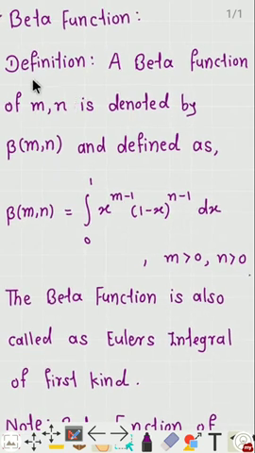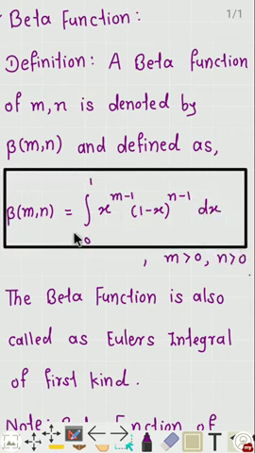Write the definition. The definition is that a beta function of m comma n is denoted by beta mn and defined as beta mn is equal to integration over 0 to 1 x raised to the power m minus 1 into 1 minus x raised to the power n minus 1 dx, where m is greater than 0 and n is greater than 0. So this is the definition of the beta function.